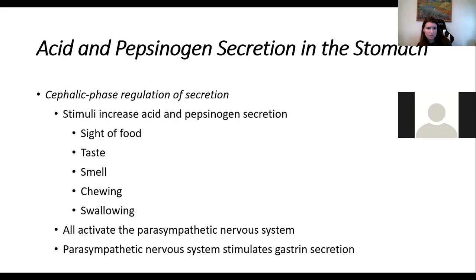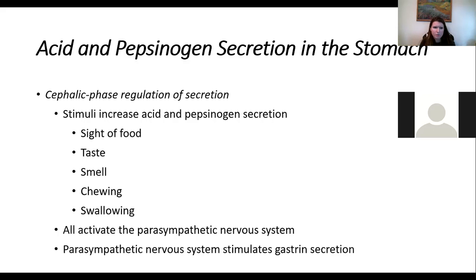We can also secrete acid and pepsinogen through a cephalic phase regulation. So if you see food, or taste food, or smell food, or chew food, or swallow food, your brain knows that it's going to have to digest stuff. So if we get these stimuli, this triggers your parasympathetic nervous system to go tell the stomach to increase acid and pepsinogen secretion. The parasympathetic nervous system also stimulates gastrin secretion.